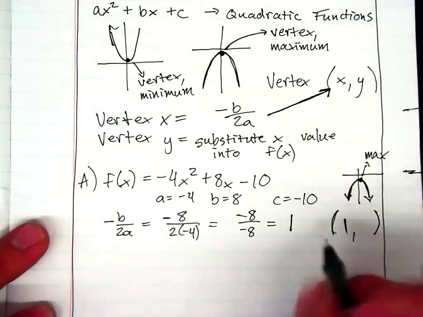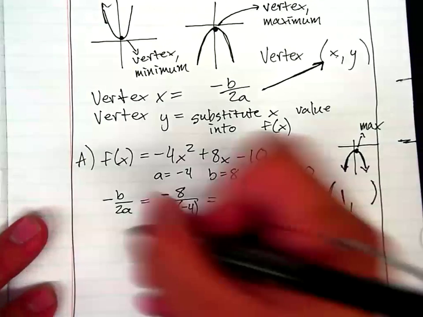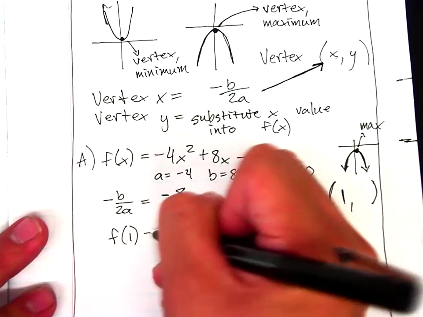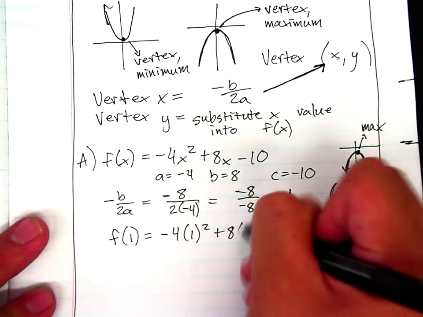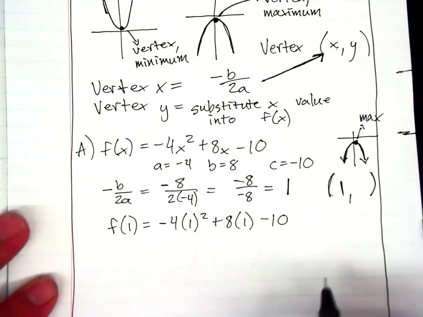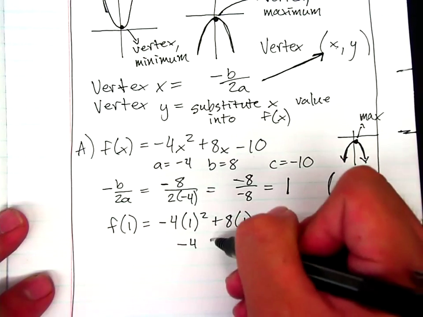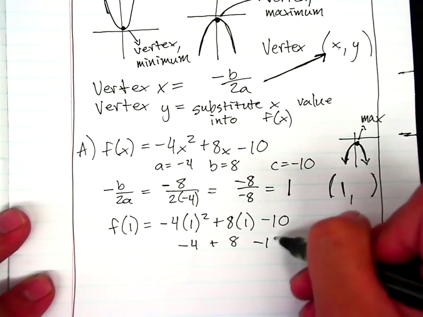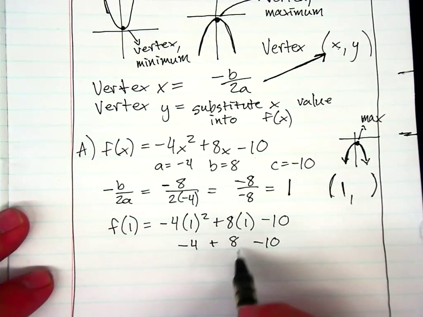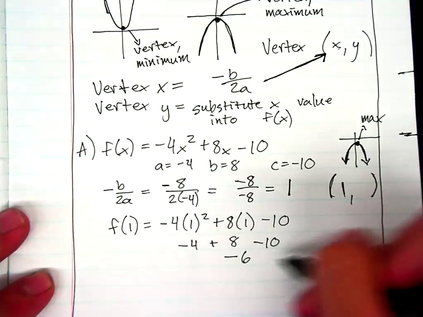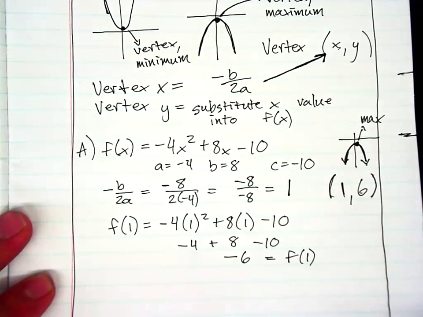The y value I'm going to get after I plug in this x value that I just found into the function. So I'm going to take f of 1, substitute the 1 in for all of my x values, and simplify. So 1 squared is 1. 1 times negative 4, negative 4. 1 times 8 is 8. And then we have negative 10. Simplifying straight across, negative 4 plus 8 is 4. 4 minus 10, negative 6. So f of 1 is negative 6, which means my vertex is 1, negative 6.